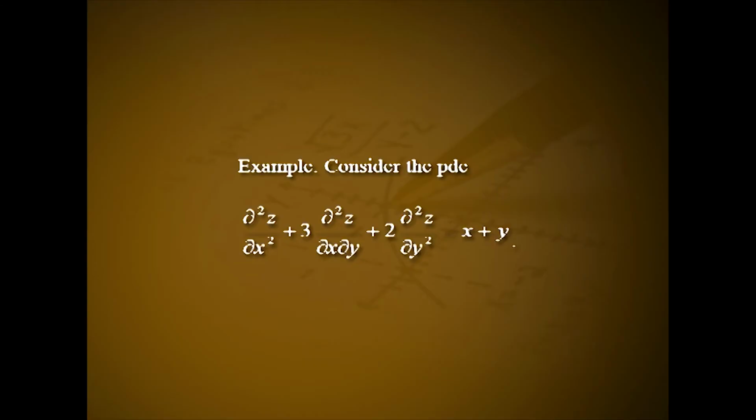Example. Consider the partial differential equation ∂²z/∂x² + 3 ∂²z/∂x∂y + 2 ∂²z/∂y² = x + y. This equation may be written as (D² + 3DD' + 2D'²)z = x + y. Its auxiliary equation is m² + 3m + 2 = 0, or (m + 1)(m + 2) = 0, which implies m = -1, -2.